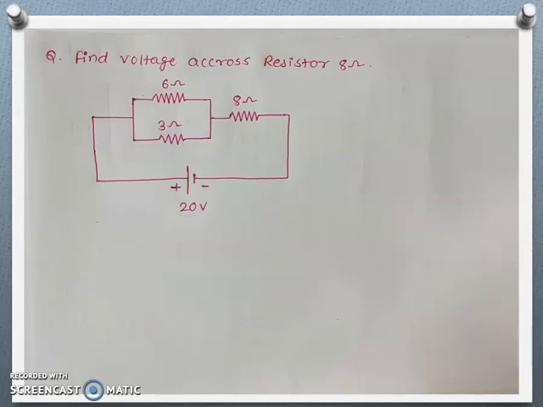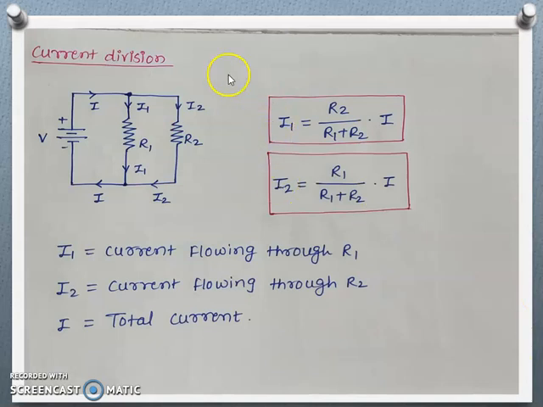Now, let's take another rule, the current division rule. This mostly applies to parallel circuits in which the current is divided into different branches. This is a parallel circuit having resistances R1 and R2 connected in parallel across a voltage supply V. This is the point across which V is applied.